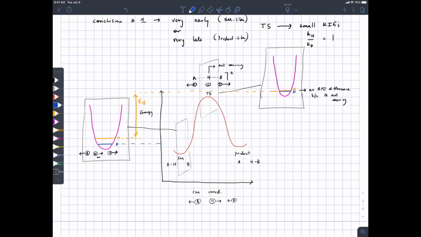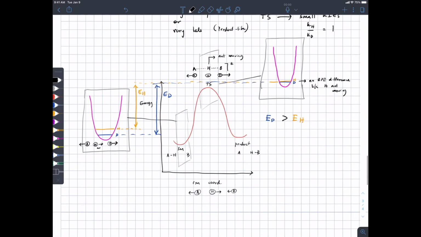In contrast, here is our 0-point energy for deuterium in the transition state. Here is our 0-point energy for deuterium in the starting material. What do you notice now about those activation energies? Which one's bigger? Deuterium, right? As we've shown it here, because there's not a big 0-point energy difference in the transition state, activation energy is higher for deuterium than for hydrogen.